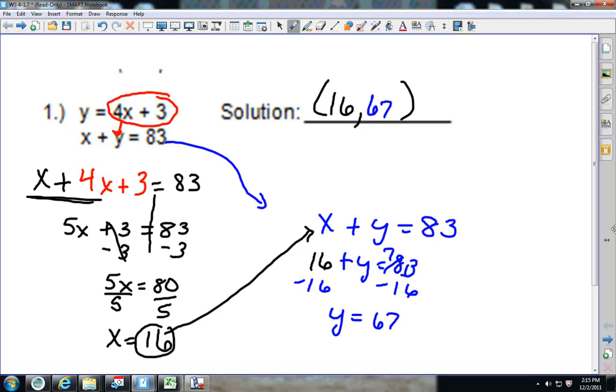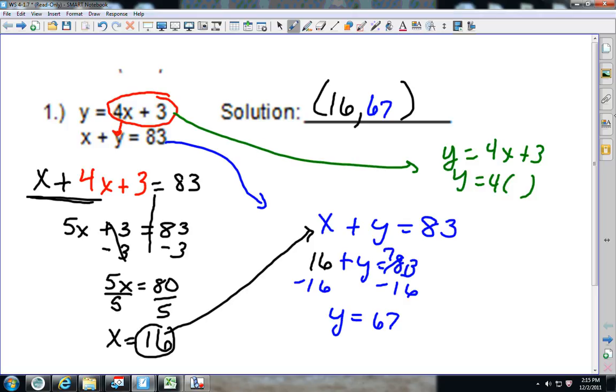I can also get my answer if I chose the second equation. If I chose the first one, which is what I normally do, y equals 4x plus 3, you'd have y equals 4 times x, which is 16, plus 3. Well, let's see. 4 times 16 is 64 plus 3. So you get the same answer no matter which equation you choose, so it doesn't matter.